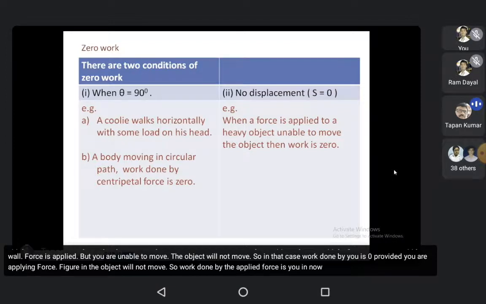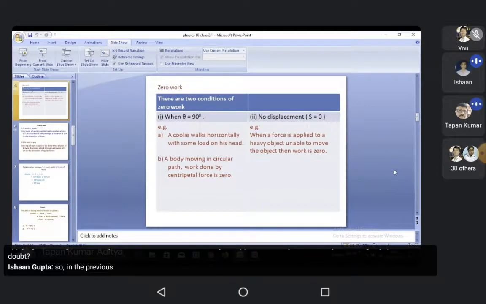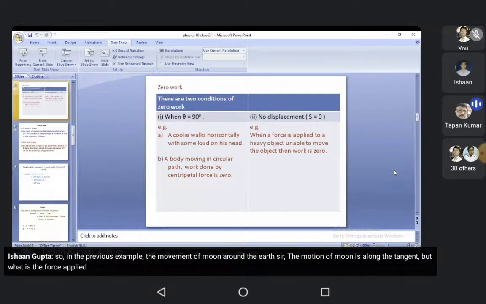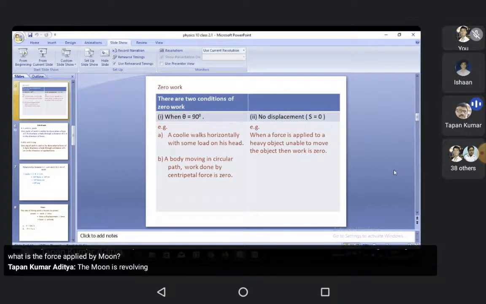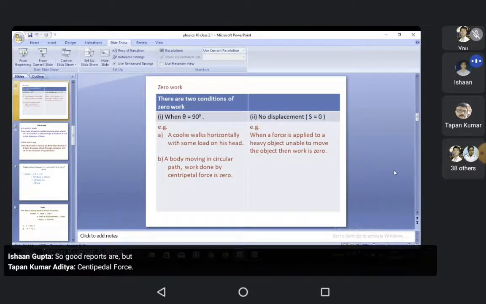Till now, anyone having any question or doubt? In the previous example, the movement of the moon around the earth, sir, the motion of the moon is along the tangent. But sir, what is the force applied by the moon? The moon is revolving around the earth, and any object moving in a circular path, which force is responsible? Centripetal force. Sir, but it is the gravitational force of the earth.